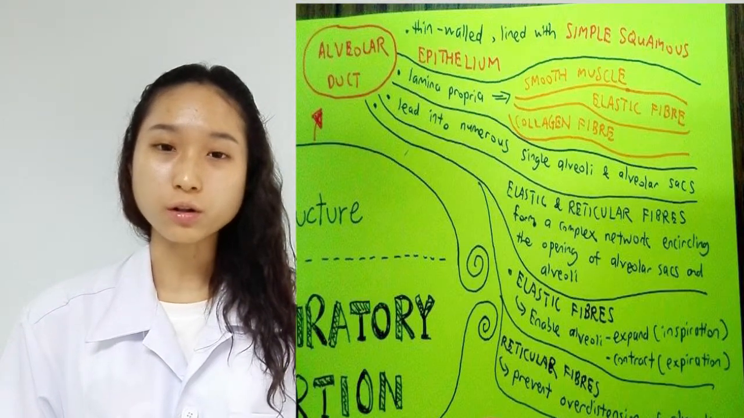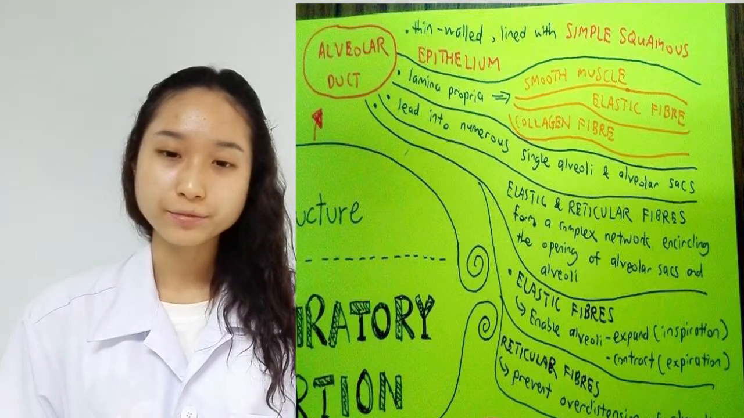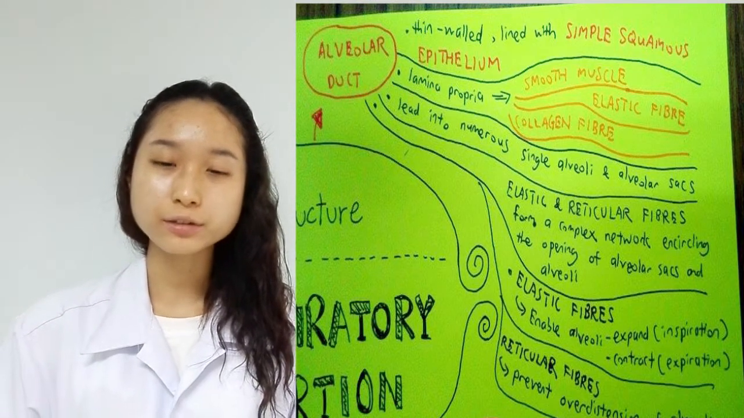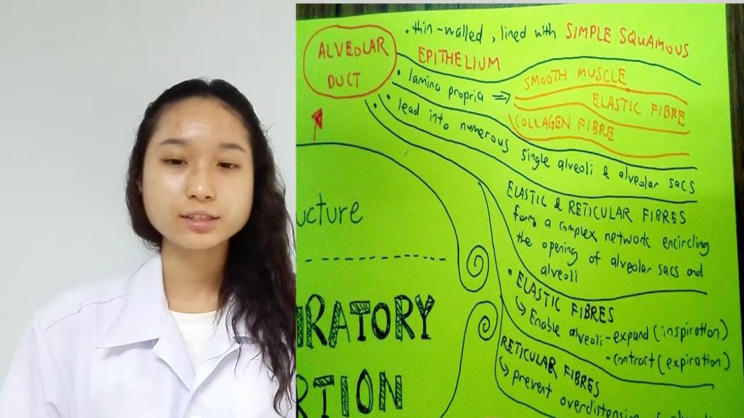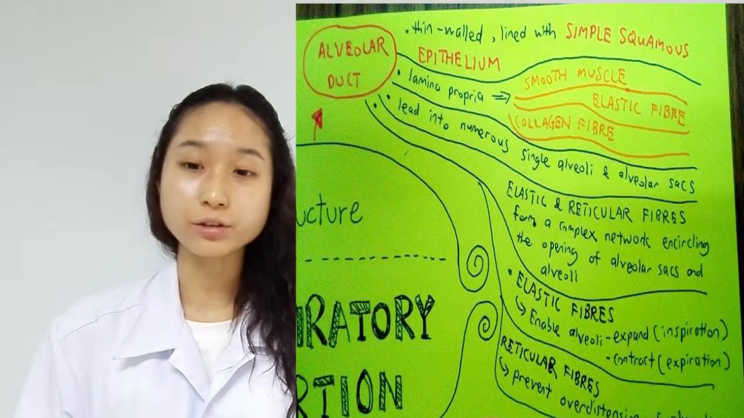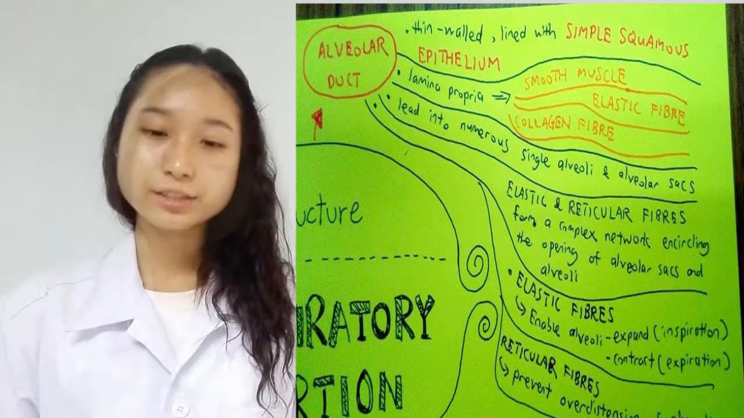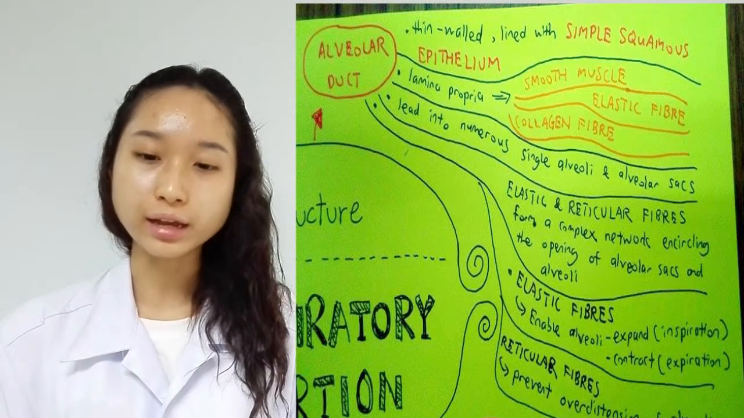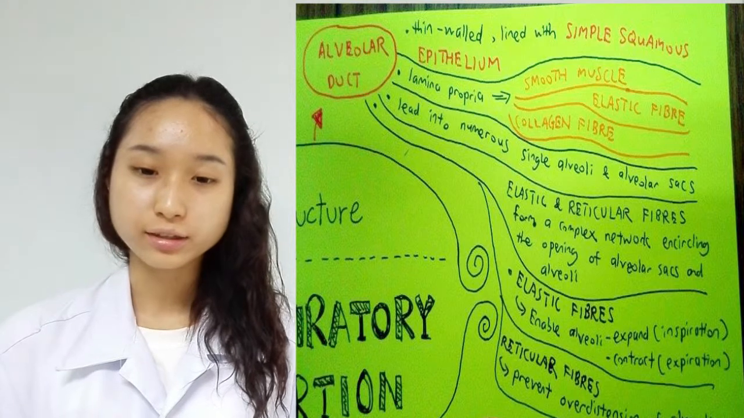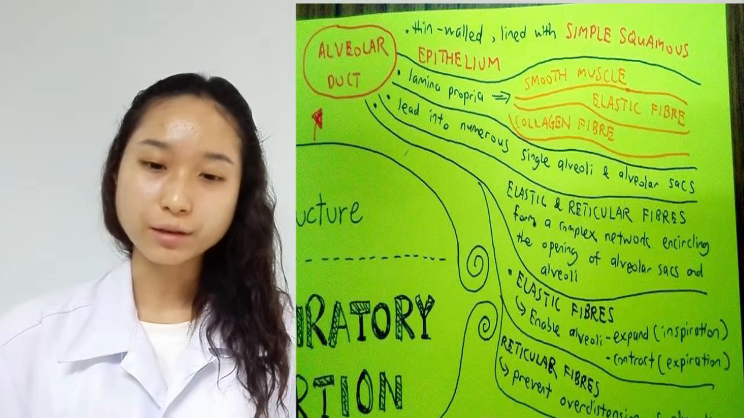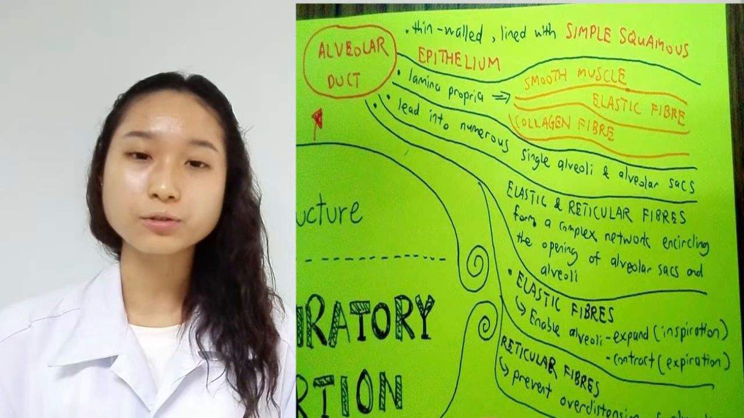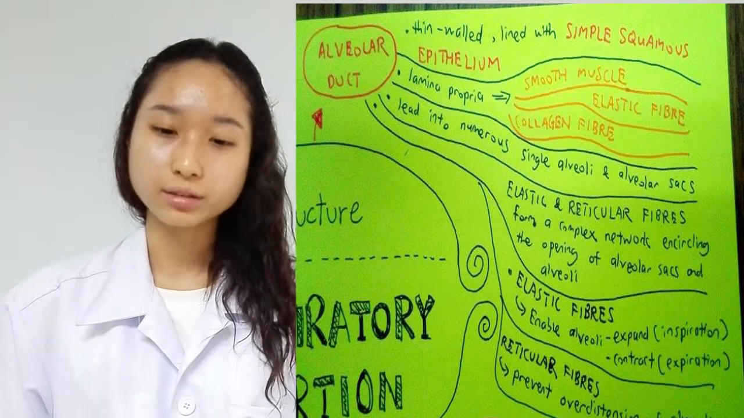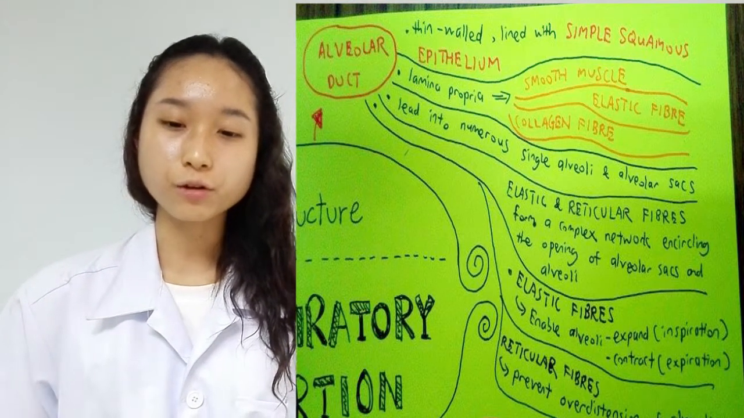The alveolar duct has a thin wall lined with simple squamous epithelium. The lamina propria of the alveolar duct consists of smooth muscle, elastic fibers, and collagen fibers. It leads into numerous single alveoli and alveolar sacs. Elastic and reticular fibers form a complex network encircling the openings of the alveoli and alveolar sacs. The function of the elastic fibers is to enable alveoli to expand during inspiration and contract during expiration, while the function of reticular fibers is to prevent overdistension of alveoli.